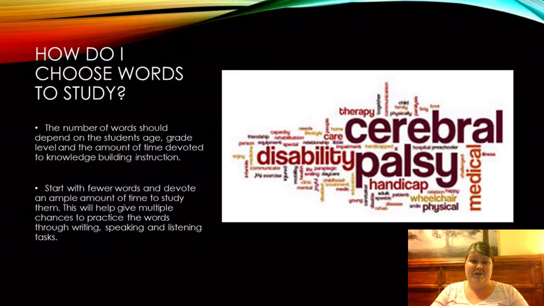At what point are you just giving descriptions or synonyms so that the student can know the word and move on? That's not the point of this. The point is to dig deep into these words and have a good understanding of what the word actually means for comprehension. Just defining them and moving on isn't the purpose of this chapter at all. So we really want to keep those between 5 and 10 words. It says to start with fewer words and devote an ample amount of time to study them. This will help give multiple chances to practice the word through reading, speaking, and listening tasks.